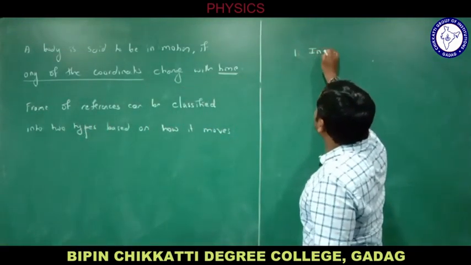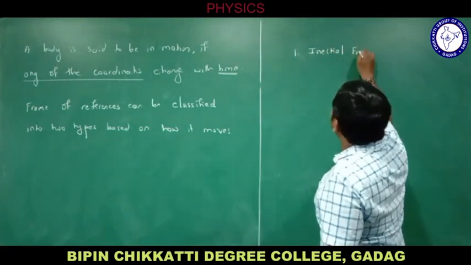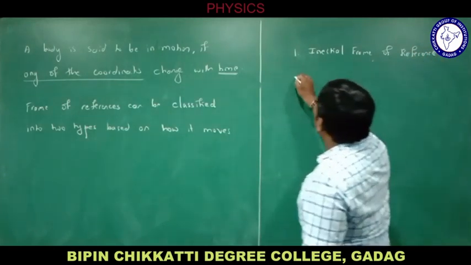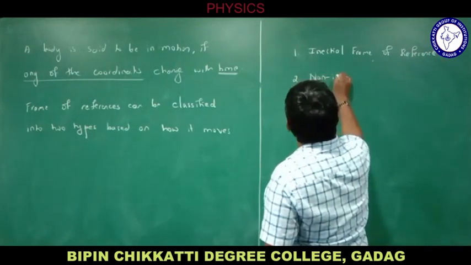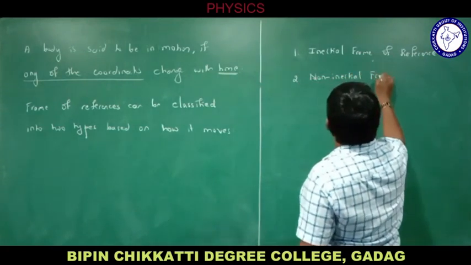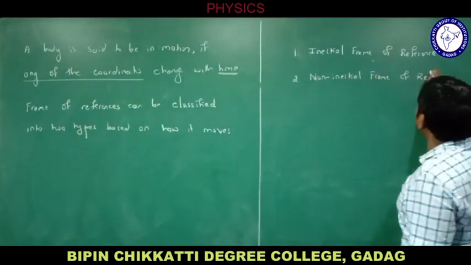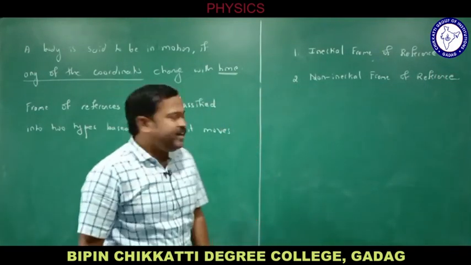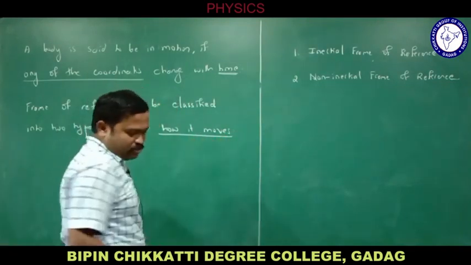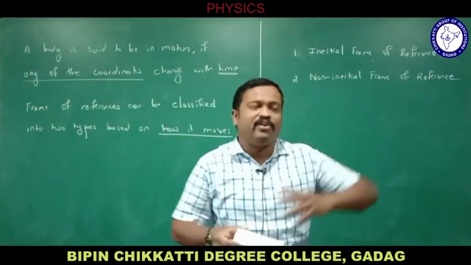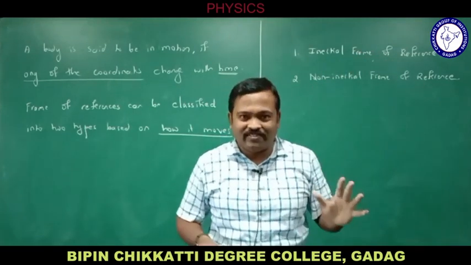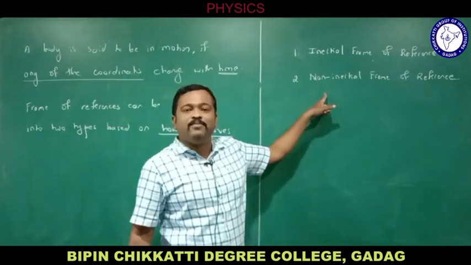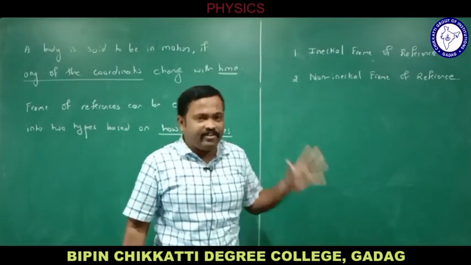The first one is inertial frame of reference, and the second one is non-inertial frame of reference. So frame of reference is of two types: one is inertial and another one is non-inertial. It depends upon how it moves, right? Is the frame of reference at rest or is it moving? If it is moving, how it moves will decide whether the frame is inertial or non-inertial frame of reference, right?